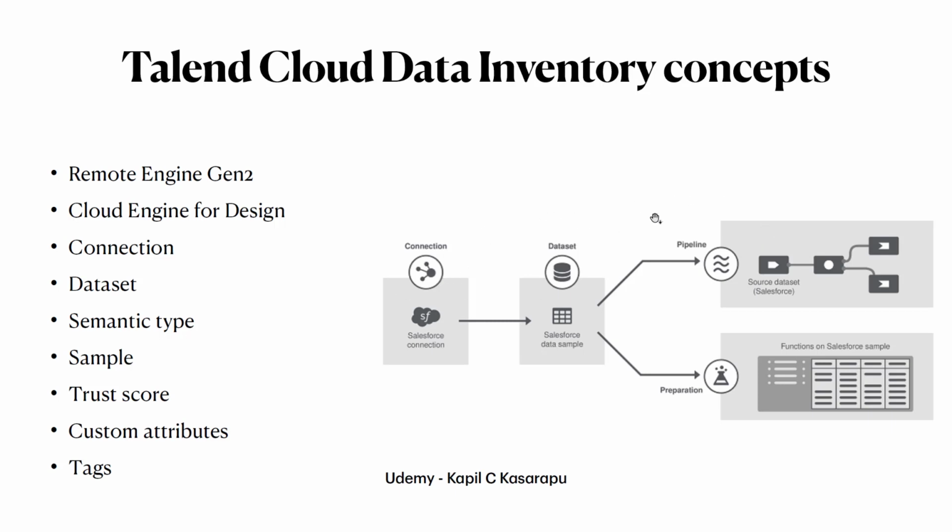On the right side, here we are seeing pipelines and preparations. As we learned in the previous slide, datasets are created when you create a pipeline or preparation. So that is what is shown here. As you can see, a connection is established to a source, in this case a Salesforce connection, and then a dataset is created using that connection, and using that dataset either a pipeline or a preparation is being prepared. So technically what this is showing is how a dataset is added. Whenever you create a dataset like this, it is added to the data inventory. That's what this is showing here.